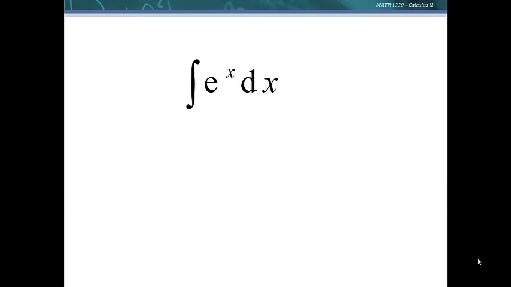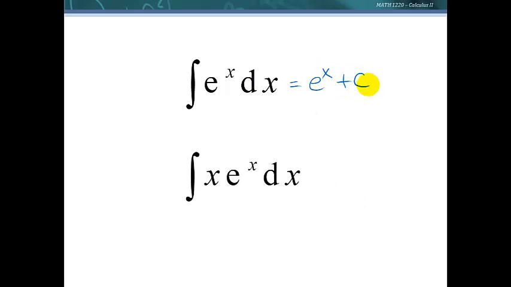Integration by parts. If we had the integral of e to the x dx, we could evaluate it because we would think of what function's antiderivative is e to the x, and we know that's e to the x, and then we could put plus a constant on here. But what if we had the integral of x e to the x dx? Now this makes it a lot more complicated.